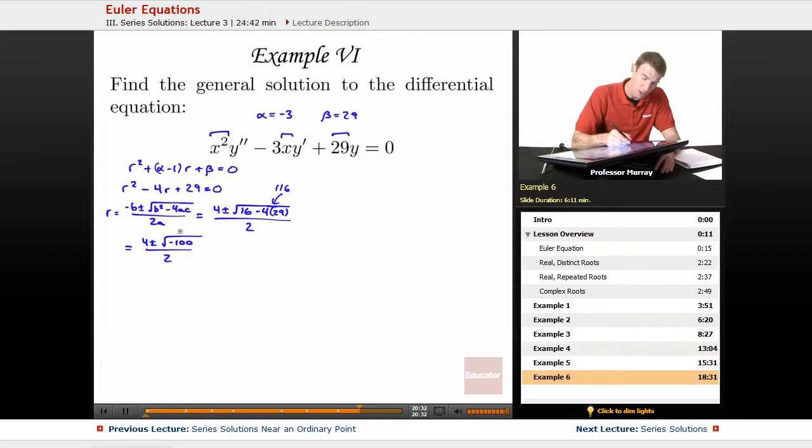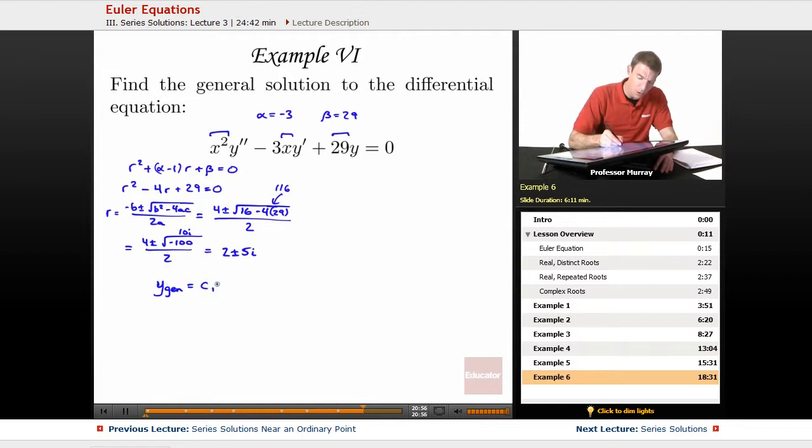over 2. Now, the square root of negative 100 is 10i. So this is 4 plus or minus 10i over 2. So 2 plus or minus 5i. And we have a generic solution formula for when we get complex roots to the characteristic equation.